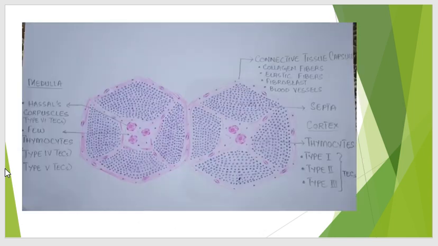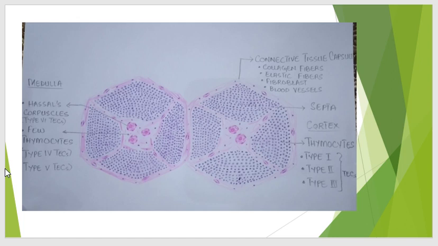Now this is the histological diagram of the thymus. We can see the two lobes of thymus in this diagram. Connective tissue capsule surrounds the lobes. The capsule contains collagen fibers, elastic fibers, fibroblasts and blood vessels. From this capsule, trabeculae or septa arise and divide the lobes into incomplete or indistinct compartments.